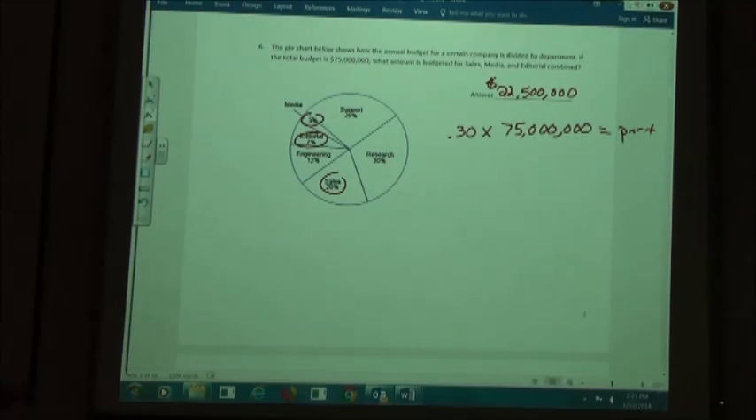$22,500,000. So if it says find the total, you end up dividing. If you're finding the part spent on 2 or 3 things, you're going to end up multiplying.